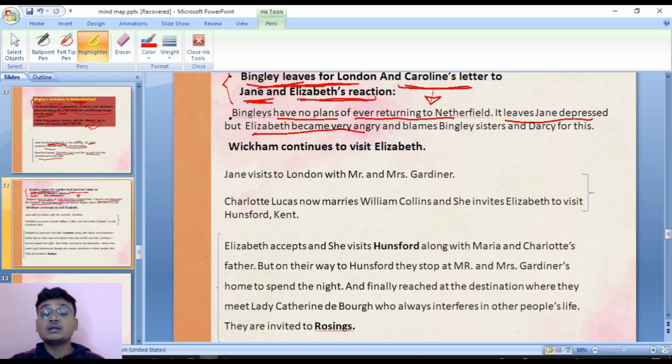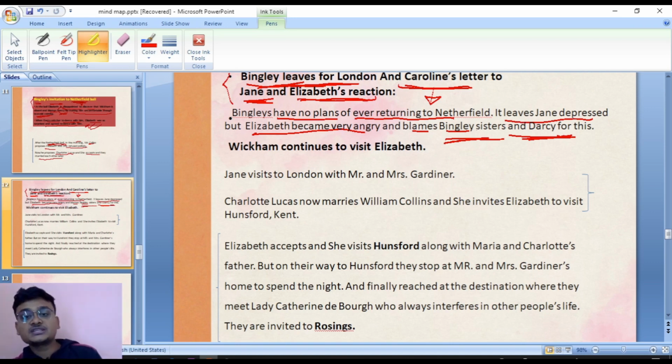Why? Because she was thinking that Darcy and the sisters of Mr. Bingley were responsible for the separation of Jane and Charles Bingley. She was blaming Bingley's sisters and Darcy for this. She was thinking that Darcy and the sisters of Mr. Bingley were responsible for the separation of Mr. Bingley and the eldest daughter of the Bennet family, that is Jane.